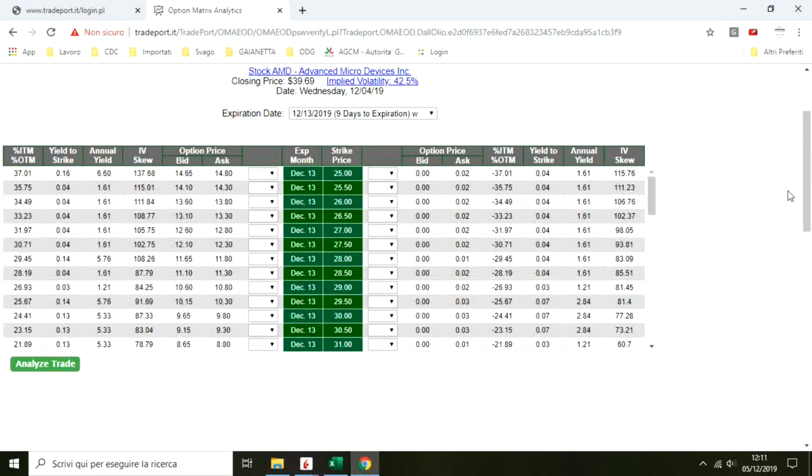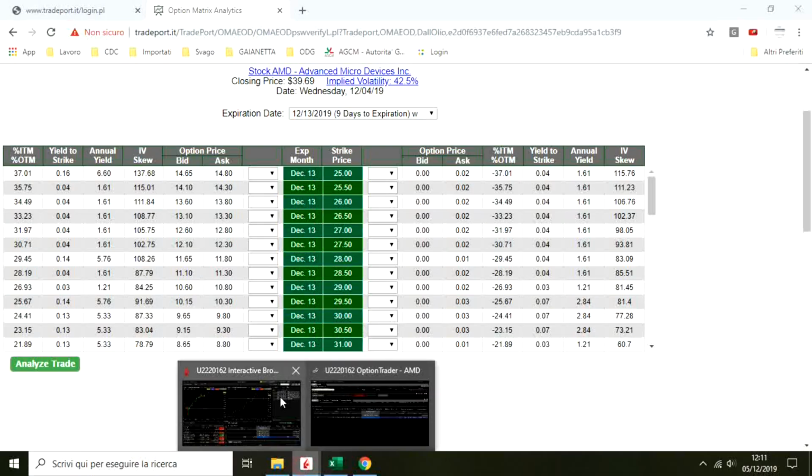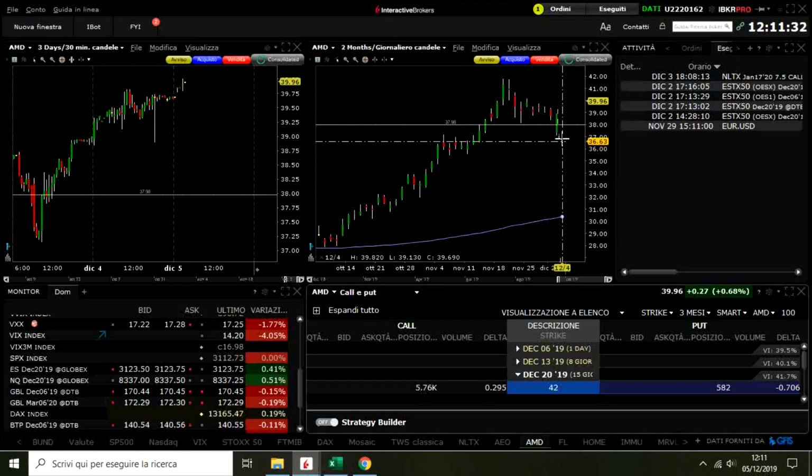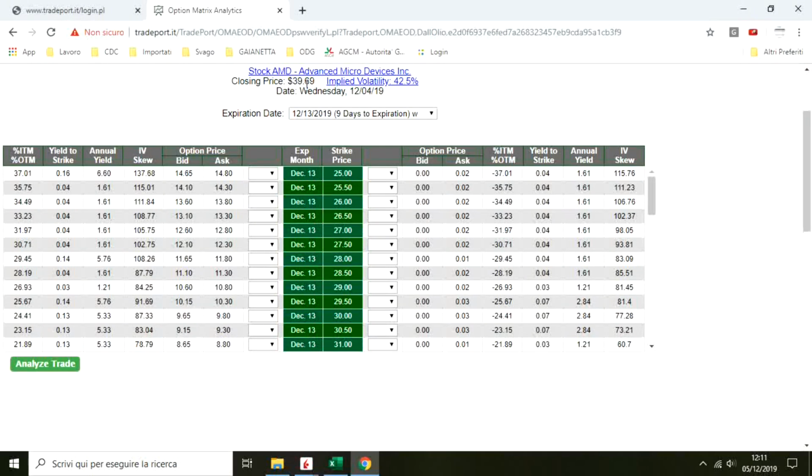Doesn't matter which platform this is. I don't want to speak of this platform. I just want you to see the prices. So this is the chain of the stock AMD, last closing price on December the 4th, 39.69. Why is it not the same as what we found here? Oh yeah, I made a mistake. This is the last available day, 39.69 closing price, and now it's 39.96 in pre-market, but all the prices in the chains, if the chains are end of day, are referred to this closing price, 39.69. So once again, 39.69 the closing price.